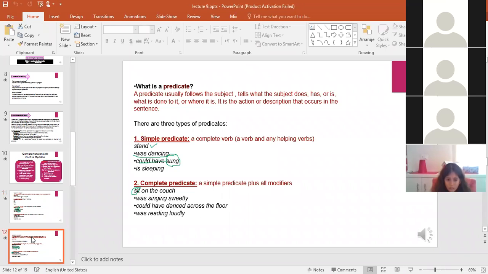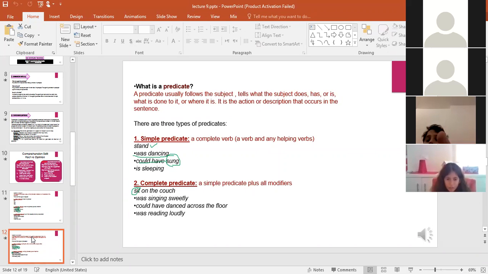Now, we move to the predicate. The predicate is usually the action done by the subject. It means by the doer, and it's a verb. So we also have a simple predicate, a complete predicate, and a compound predicate. A simple predicate is the complete verb, I mean even with the helping verbs. Like if I said was dancing, dancing alone is not a verb. Was dancing is a verb. Is sleeping, sleeping alone is not a verb. Is sleeping is a verb, okay?